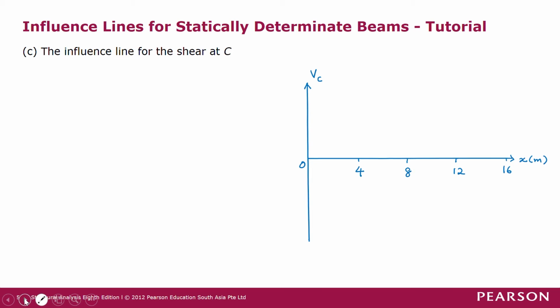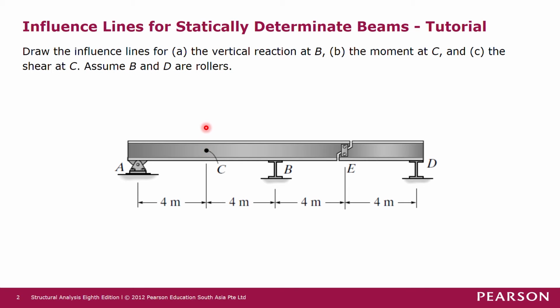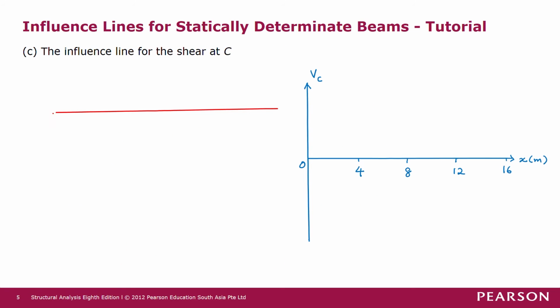Next, we want to draw the influence line for the shear at C. So we want to cut across section C here and see what is the influence line shape for VC. For shear, we have to cut across the beam and then place a roller guide at C. This is point C. This is a hinge at A, and this is the roller support at B, and this is another roller support at D, and in the middle of B and D we have a natural hinge.